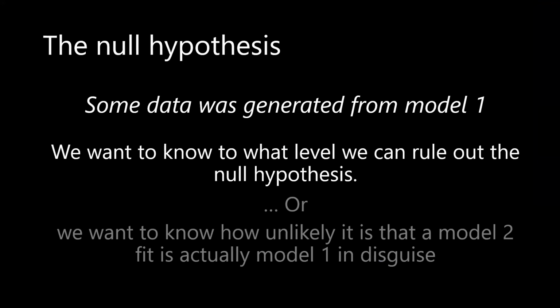And so you have some simpler model, so model 1, right? And your null hypothesis is that the data you see was generated by this simpler model, right? And you want to know to what extent can you actually rule out that null hypothesis? To what extent can you say that actually model 2 is better?